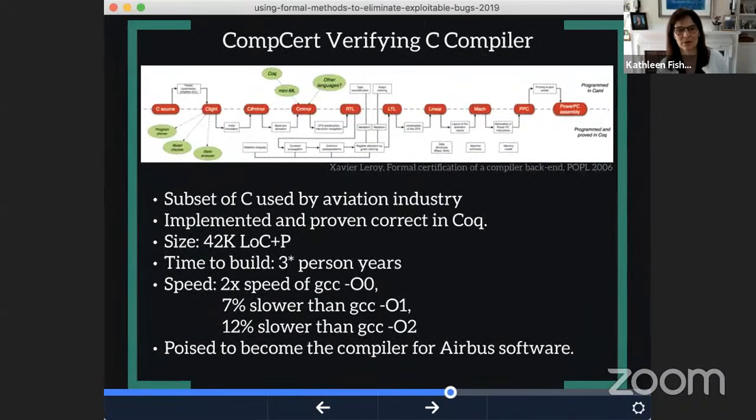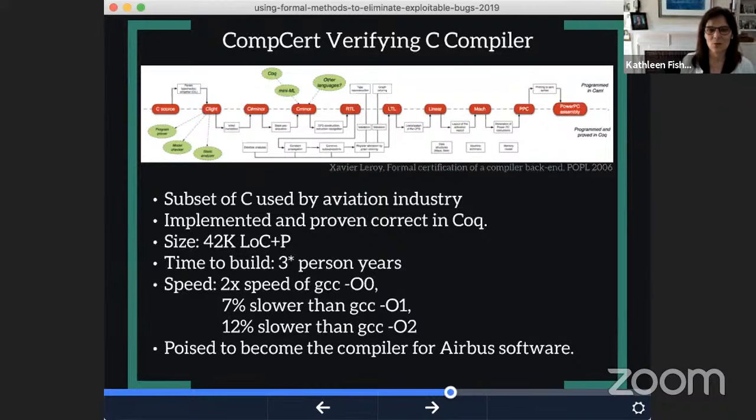Another example is the CompCert verified C compiler. So this is the subset of C that's used by the aviation industry. The key parts of the language that are omitted are concurrency and separate compilation, although both of these are projects that have been worked on quite a bit since Xavier published the original paper in POPL in 2006. Xavier Leroy implemented the CompCert verified C compiler in Coq and proved it correct, and then extracted the actual compiler. The overall development was 42,000 lines of code plus proof, so significantly smaller than the proof effort required for seL4.